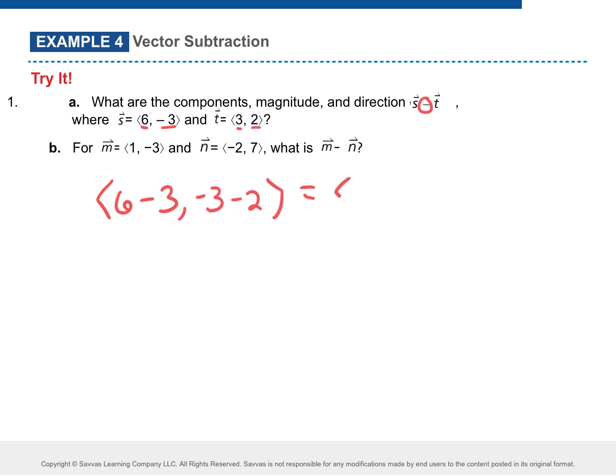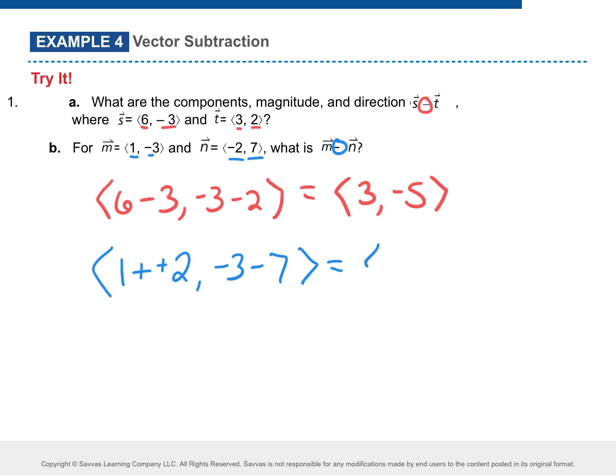Okay, so keep going. What's 6 minus 3? 3, negative 3 minus 2. Negative 5. That's it. Okay. Now on the second one, we have 1 minus negative 2. What happens there? Yep. And then negative 3 minus 7. Good. Evaluate. What's 1 plus 2? 3. Negative 3 minus 7. Careful, Nate. It's going to turn out to a negative 10. Yep, be careful with those negatives there.